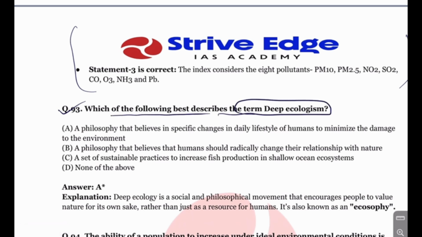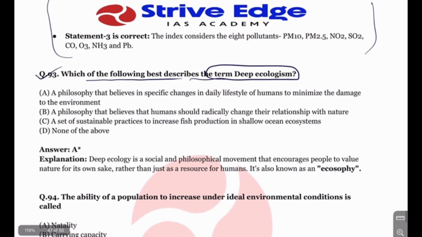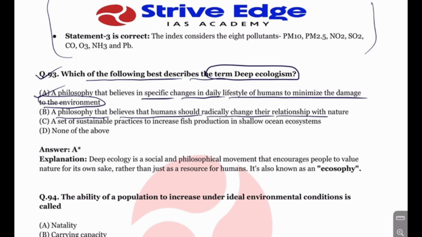It is a philosophy that believes in specific changes in daily life of humans to minimize damage to the environment. Yes, there is controversy between A and B, but I believe the option is A, because it talks about a positive relation with the environment. But option B, a philosophy that believes humans should radically change their relationship with nature, does not say whether it is a positive change or negative change.